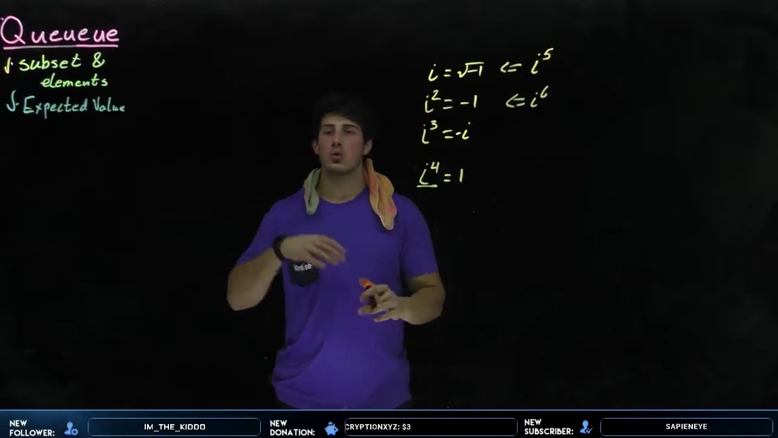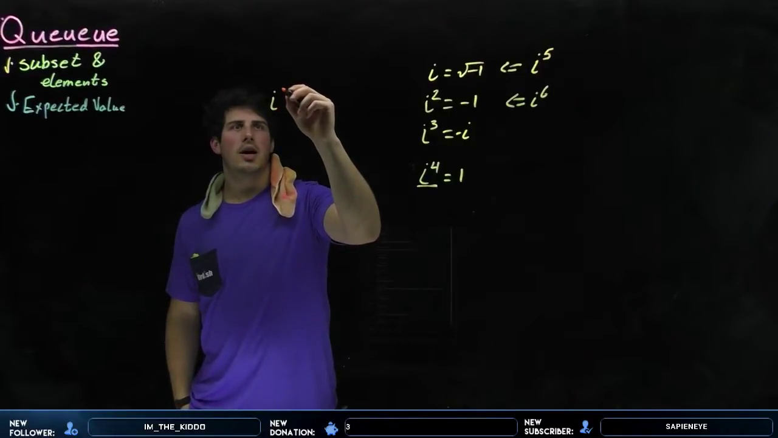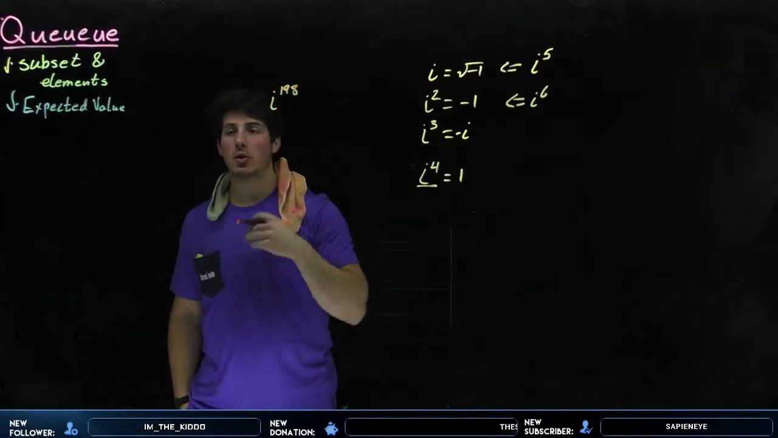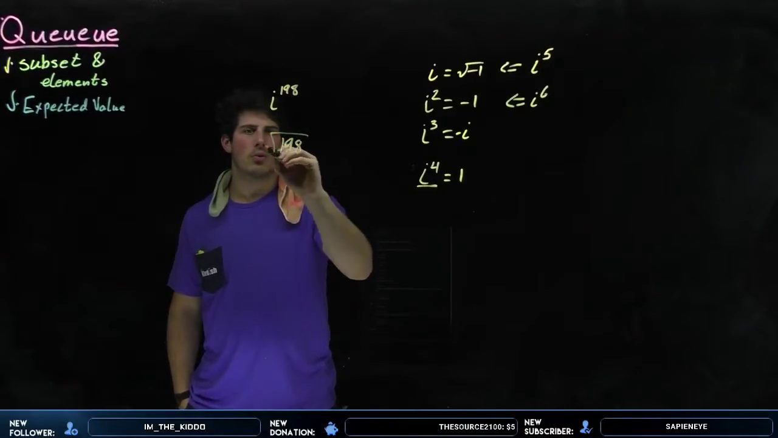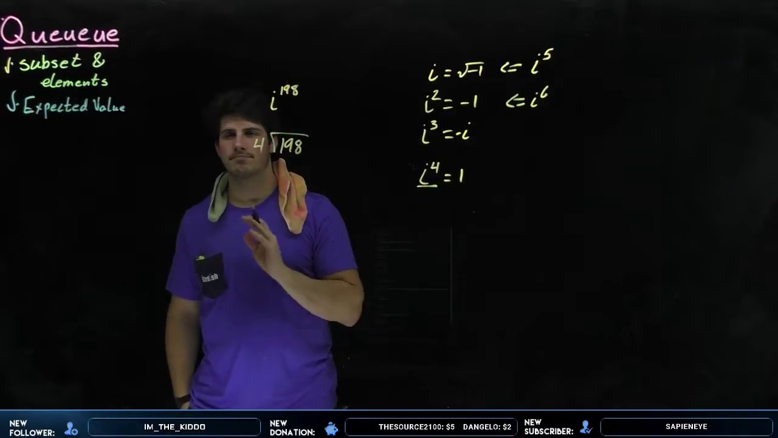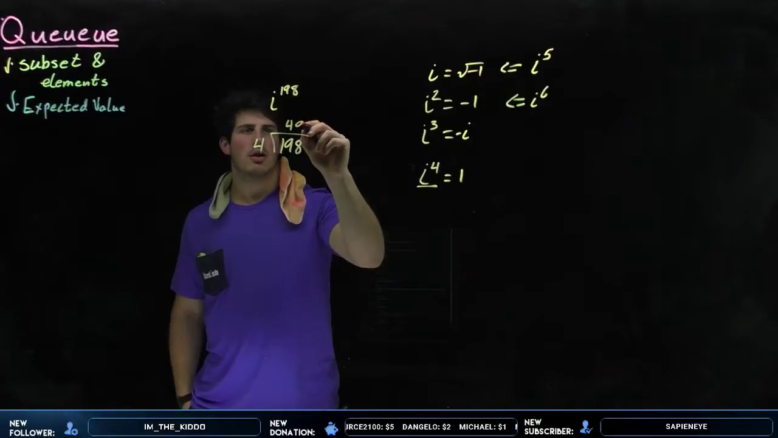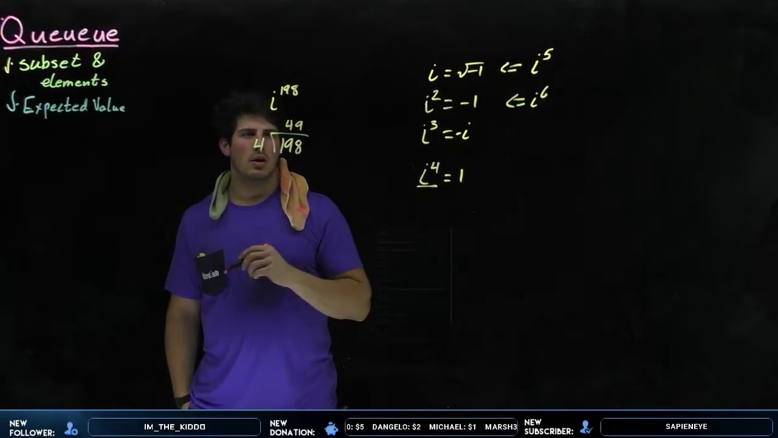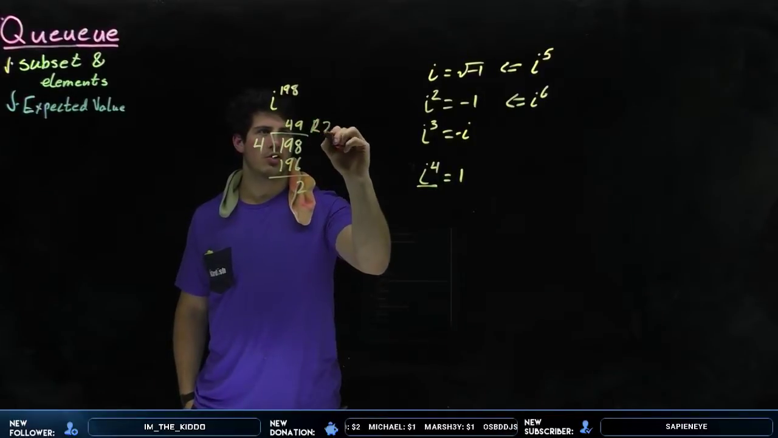Good. So what you want to do then is take i to the 198th, and you want to divide it by 4. You want to take 198, divide it by 4, and you're going to get, what is that, 29? No, that's foolish. 49. 4 times 49 is 196. You can get 2, right? So you get a remainder of 2.